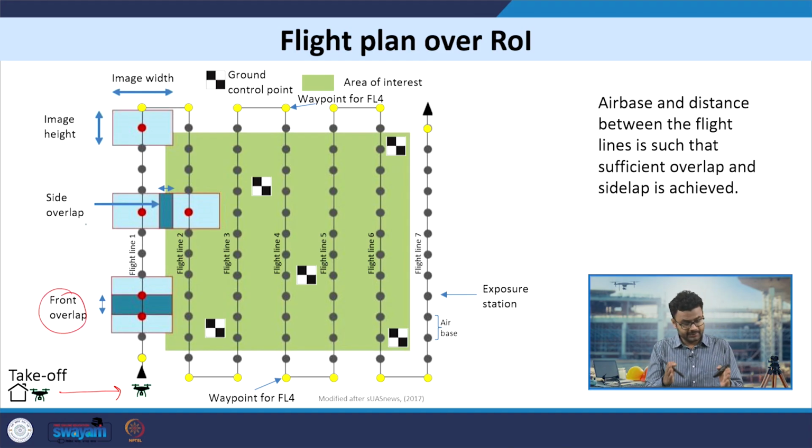Also, the distance between the flight lines has been arranged in such a way that there is side overlap between the images. Not only that, we also have ground control points which are spread in this region of interest. So the airbase and distance between the flight lines are such that sufficient overlap and side lap is achieved.